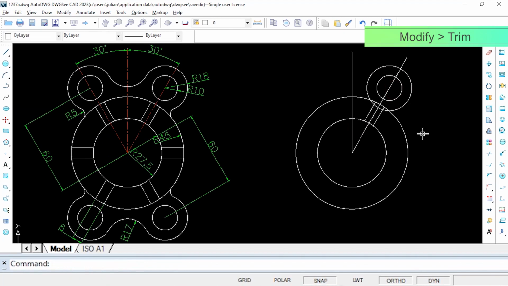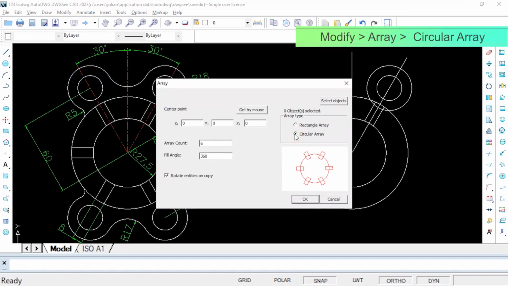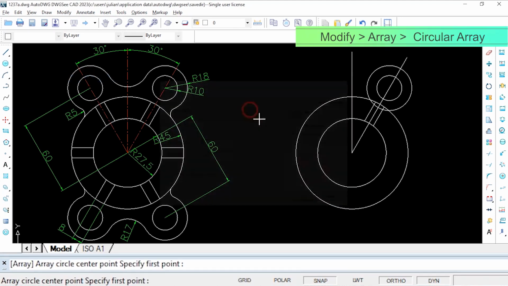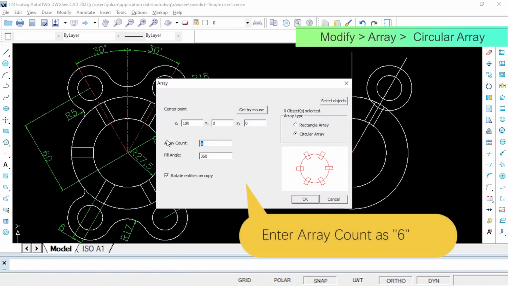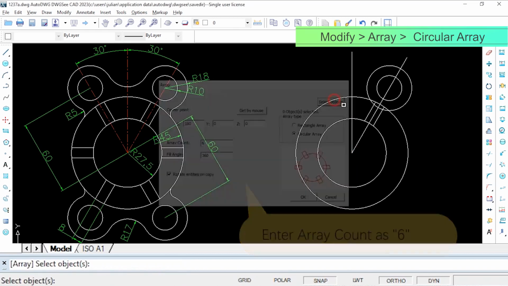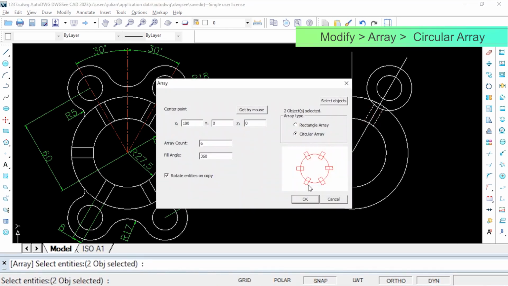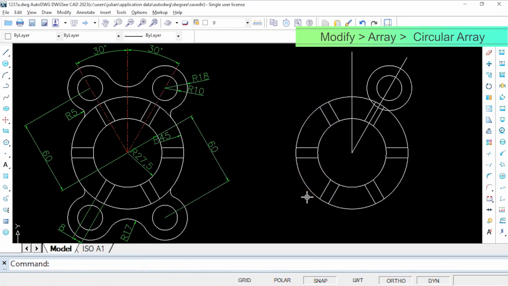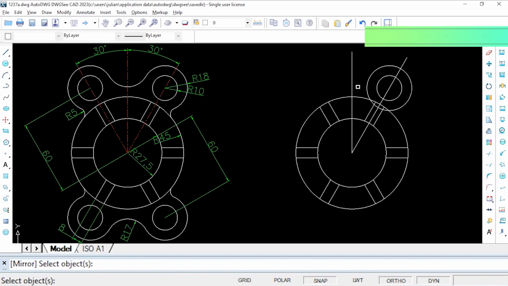Use the circular array command to create copies of parallel lines. Mirror the objects to the left, and then apply fillets with radii of 5 and 17.